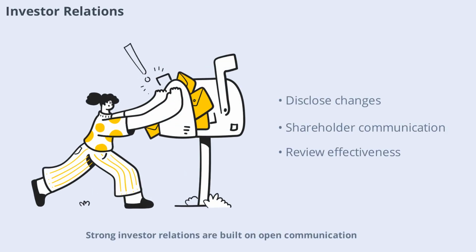Strong investor relations are built on open communication. Issuers must disclose any significant changes to constitutional documents, outline their shareholder communication policy, and review its effectiveness annually. This ensures that shareholders' views are heard and considered in the company's strategic decisions.